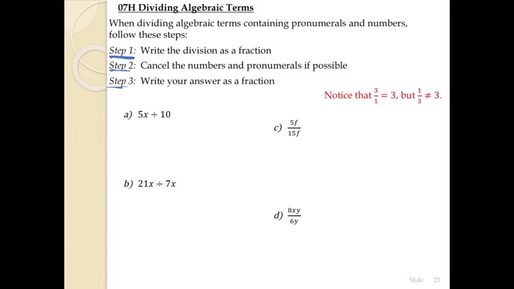Now, what I want to do is a quick reminder that if we have, for example, 2 over 2, that is going to equal 1. 5 over 5 is going to equal 1 because it's like saying 2 divided by 2 or 5 divided by 5. We also, if we had x over x, that's going to equal 1 because any number divided by itself will equal 1.